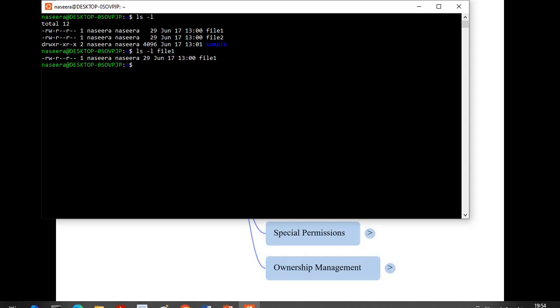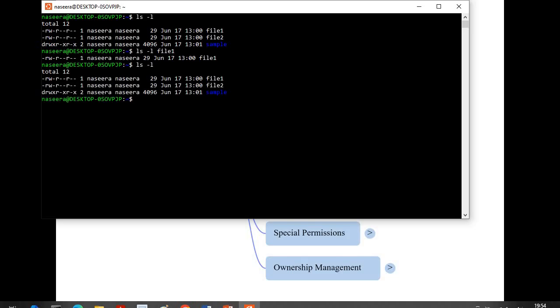In the UNIX terminal, if we type the command ls -l, it will display the list of files and directories available in the home directory, that is the present working directory. Here there are three entries in the present working directory: file 1, file 2 and a sample. So what are these contents?